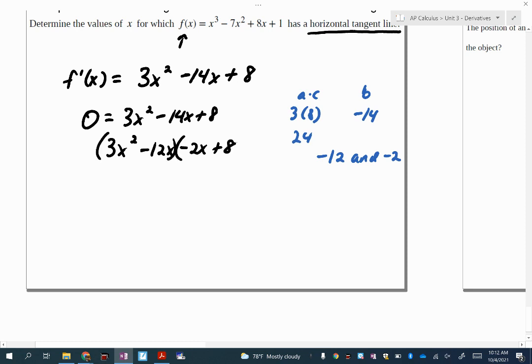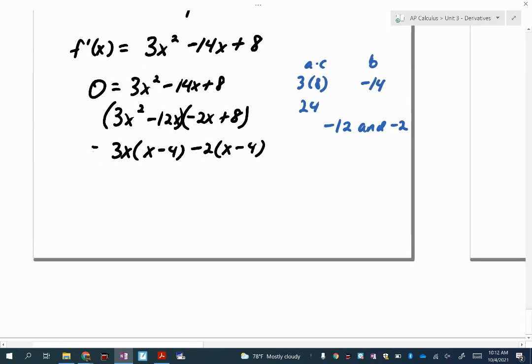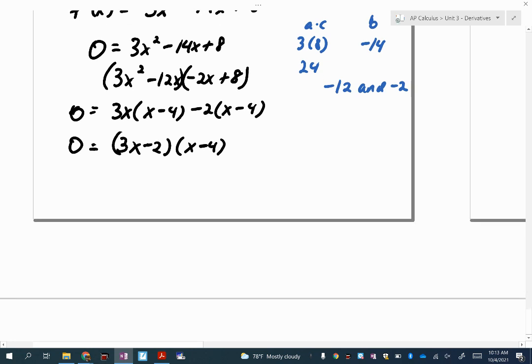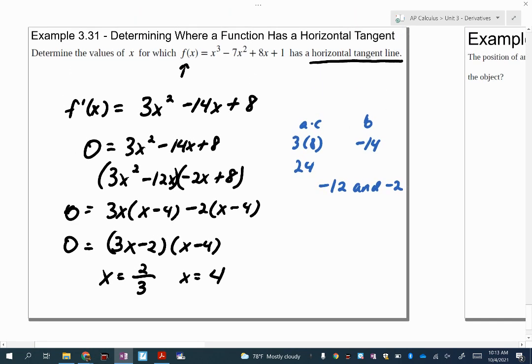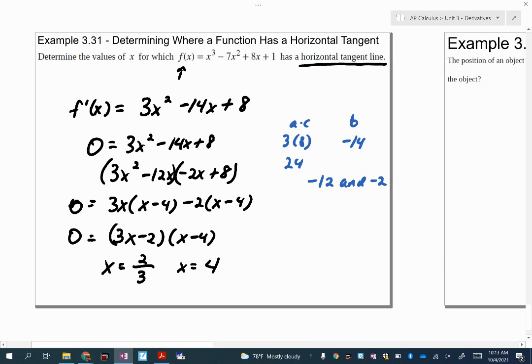We're going to factor by grouping. Factor out the 3x, you get x minus 4. Factor out the minus 2, you get x minus 4. So my two factors are 3x minus 2 times x minus 4. Set each of those equal to 0, and you get x equals positive 2/3 and x equals positive 4. So those two x values, I should say, are going to be where your horizontal tangent line would be happening.